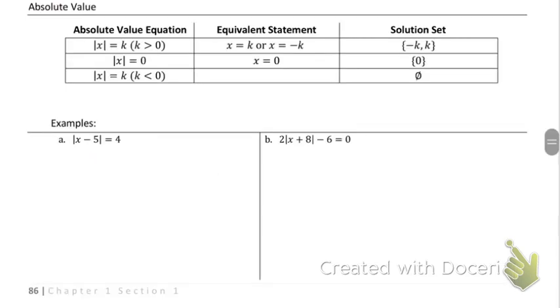Absolute values are distances away from 0. How far a number is away from 0. Distances are always positive. That's why you'll always notice that absolute values result in a positive number.